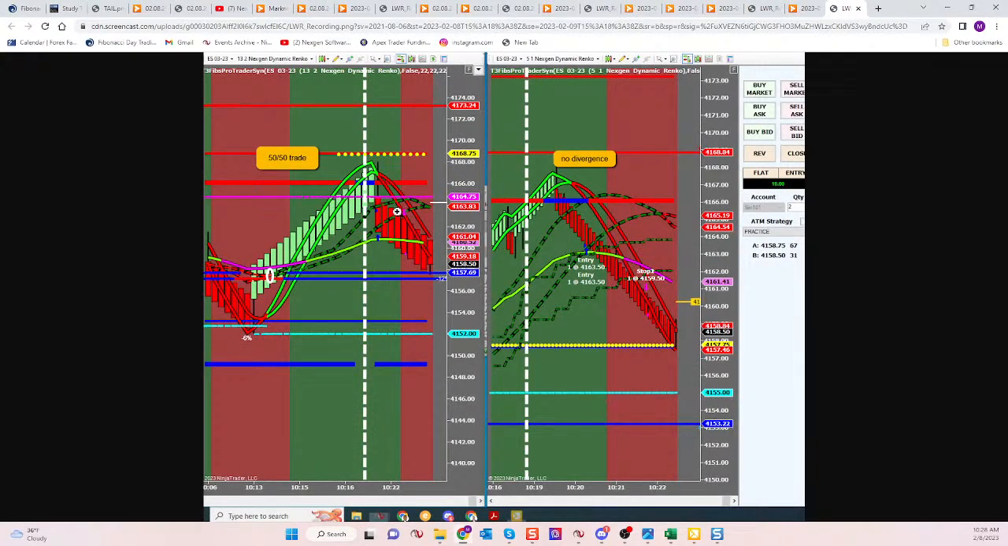Jose, 50-50, no divergence, small window of opportunity. If your rules say that's your trade, then great job and great execution. Paul said that he took the same one because the rules were met. He didn't feel confident about it. Due to the range it was stuck in, it just didn't feel right.